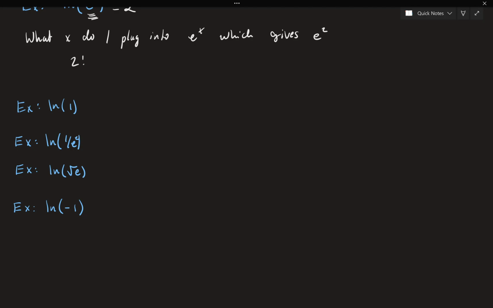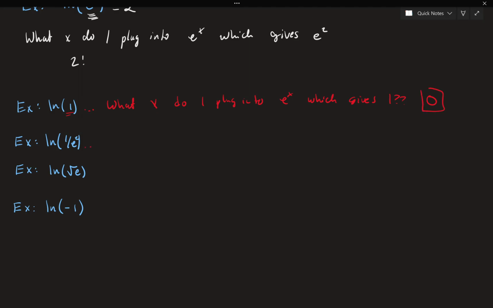Okay, so I'm going to write out the questions for all of these. So ln of 1, I need to say, what value of x do I plug into e to the x which gives 1? E to the what is 1? Well, 0. E to the 0 is 1, because anything to the 0 power is 1.